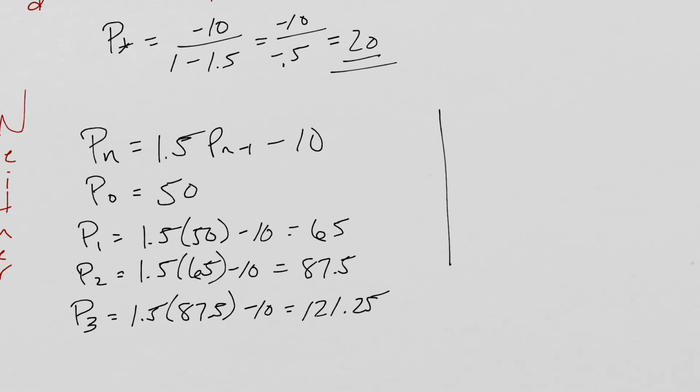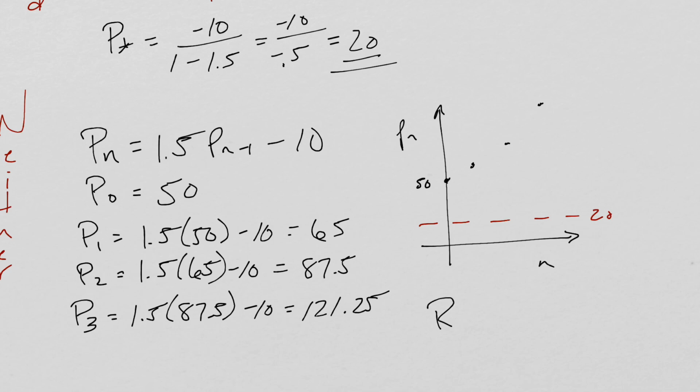And graphically what that looks like, if we plot n over here and P sub n on our vertical axis, I'm going to draw our equilibrium value at 20 right here. It's 20. We started out up here at 50, so this is 50. The next step, when n was equal to 1, we were at 65. The next step after that, we're at 87.5, and then 121. So we can see that we're clearly moving away from the equilibrium value, and it makes sense that the system is repelling. So now we've not only found the equilibrium value, but we can classify it using that acronym and a few steps of iteration.